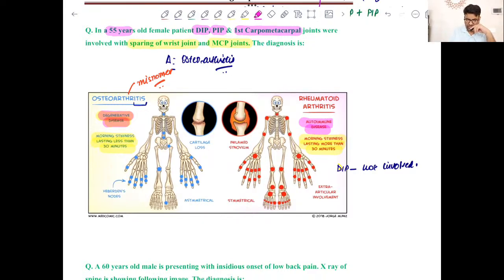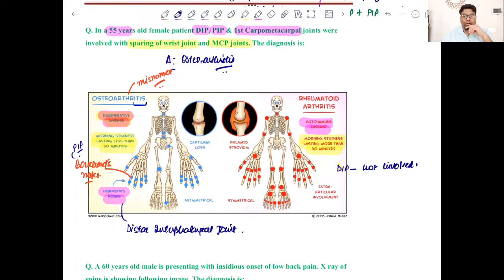And what we see here, we see Heberden's nodes, right? So these Heberden's nodes are present in the distal interphalangeal joint, right? There are Bouchard's nodes also, which are present in the proximal interphalangeal joint. So here we can see the Bouchard's node. Clear? So these Bouchard's nodes are in the proximal interphalangeal joint, right? So what I mean to say is that there is involvement of DIP in osteoarthritis but not in rheumatoid arthritis.